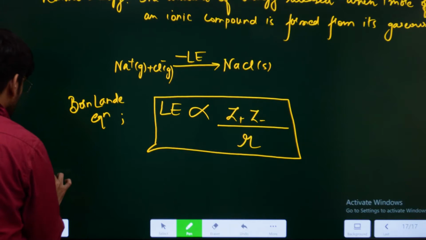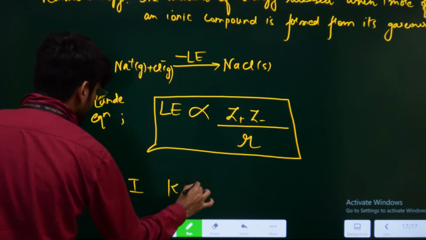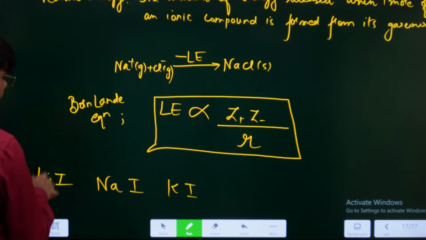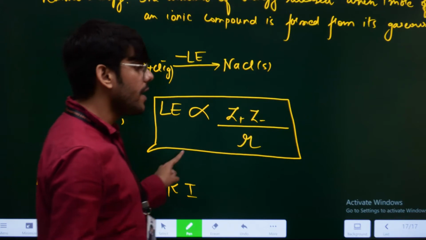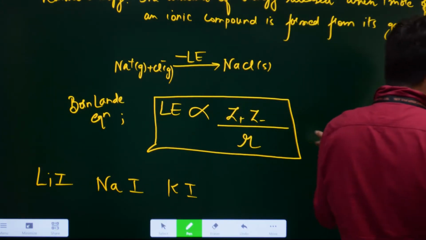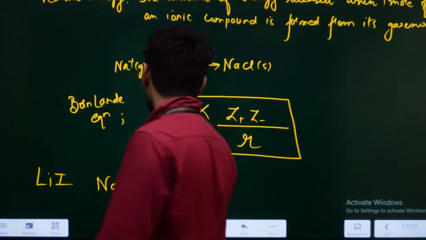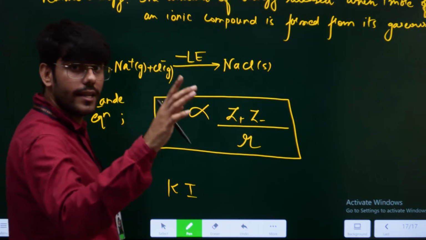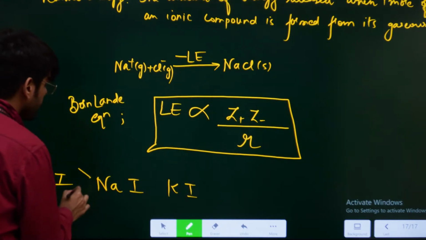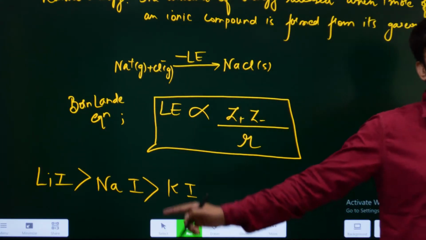Now, since I gave you this, here the distance is less, here the distance is more, here the distance is still more. The R is increasing in this order, from left to right. And if R is increasing, the lattice energy is decreasing, and hence thermal stability is also decreasing. So that is why LiI has the maximum thermal stability. Tell me if this is clear.